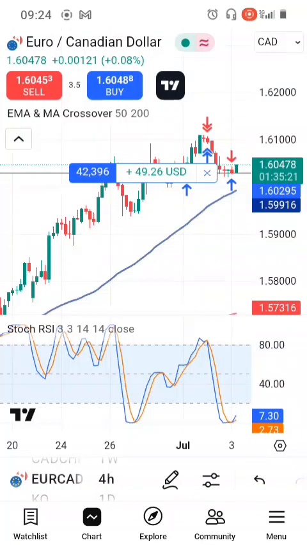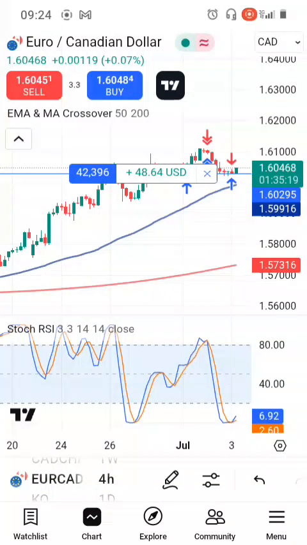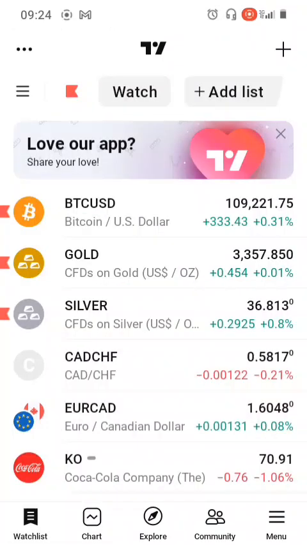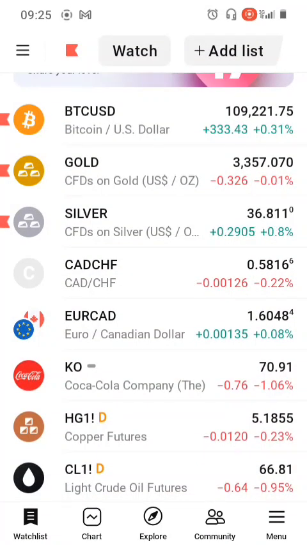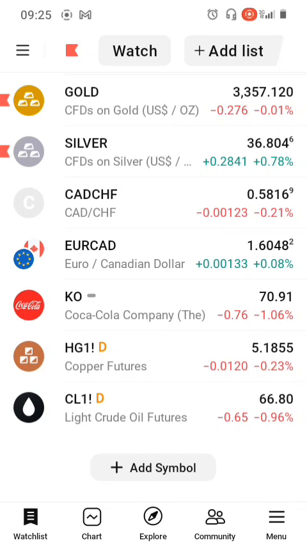Also notice that it is above the 50-day moving average, represented by the EMA and the MA crossover. Basically, that's the 50-day moving average represented by the blue line, and the 200-day moving average represented by the red line. Now obviously, apart from these, I have some pairs that I am currently watching.